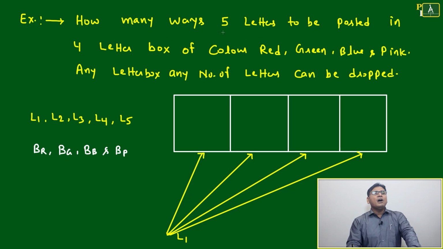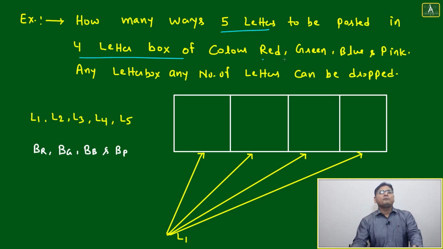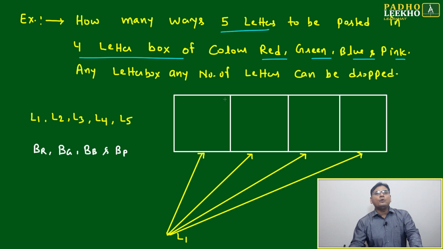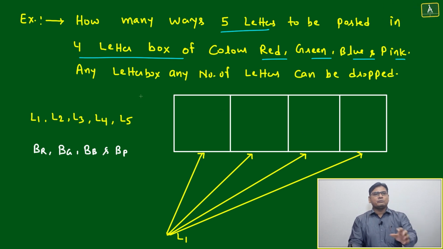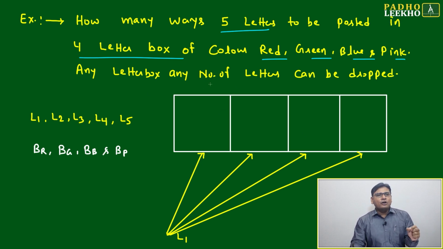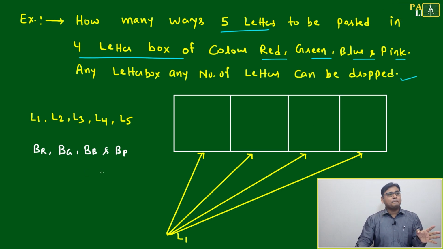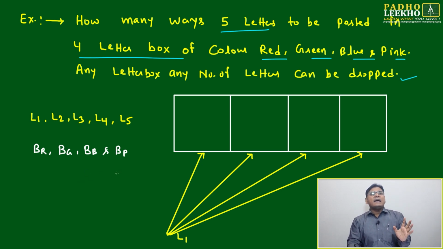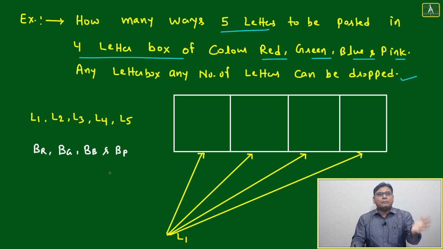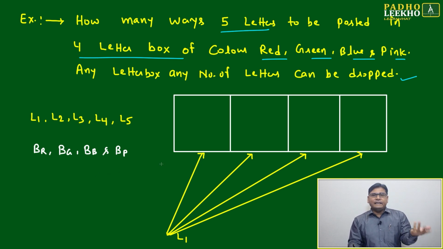We'll extend the idea. How many ways can 5 letters be posted in 4 letter boxes of color red, green, blue and pink? Whatever the order will be. In any letter box, any number of letters can be dropped. That condition should be there. We are just discussing the condition here. Any of the letters, you can put any number of letters in any box.